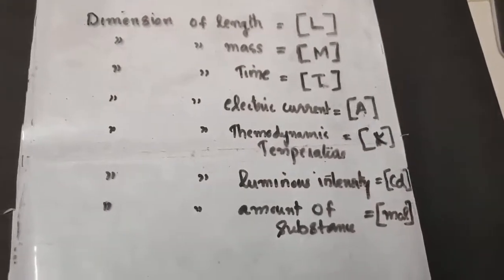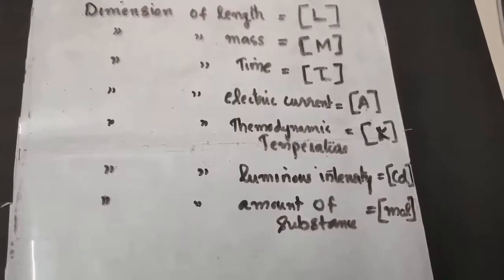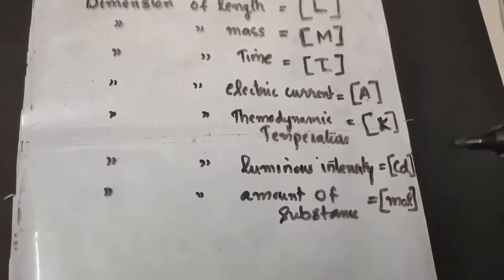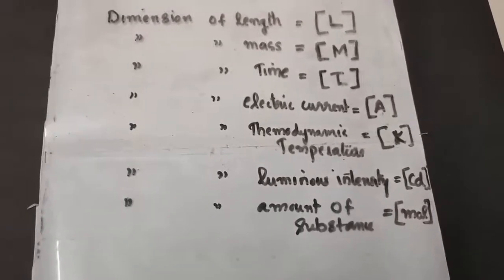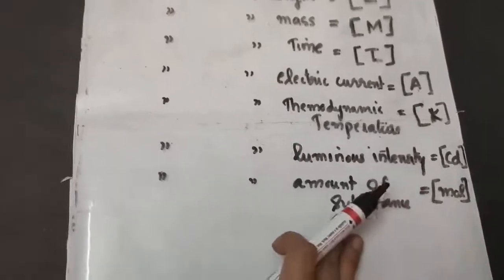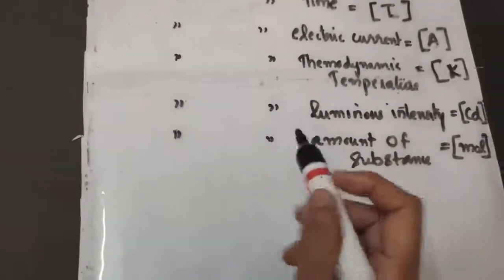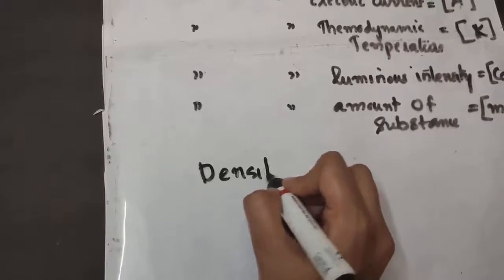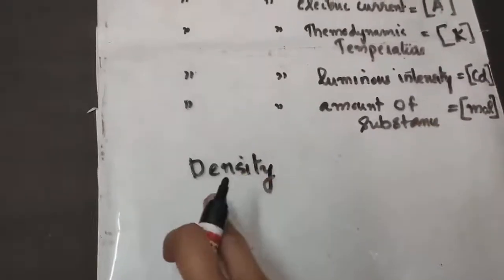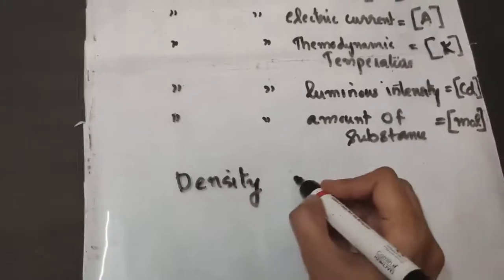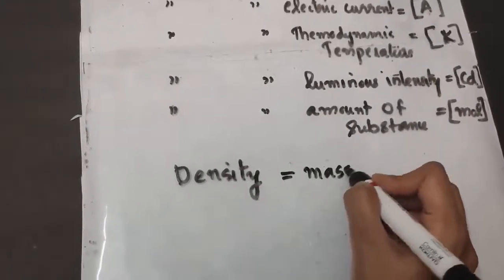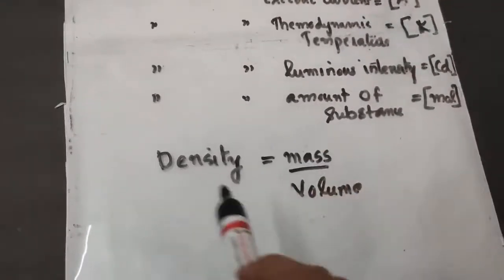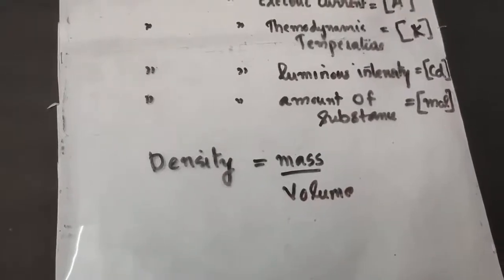Then we have derived quantities also. Then what about their dimension? So let's discuss the dimension of the other physical quantities. For that, let us take the example density. We know density is a derived quantity. And what is the equation for density? Density is equal to mass by volume. So we think how we get the dimension of this derived quantity density.